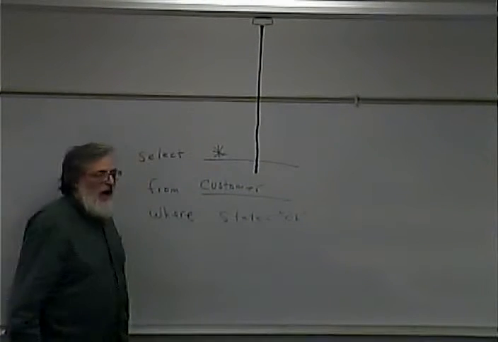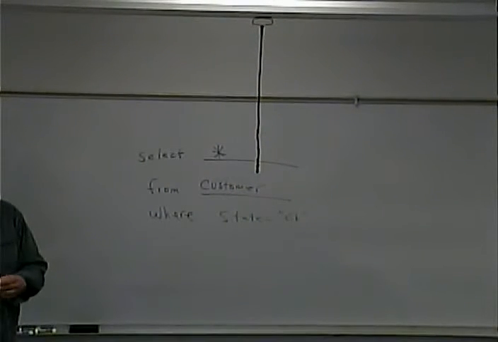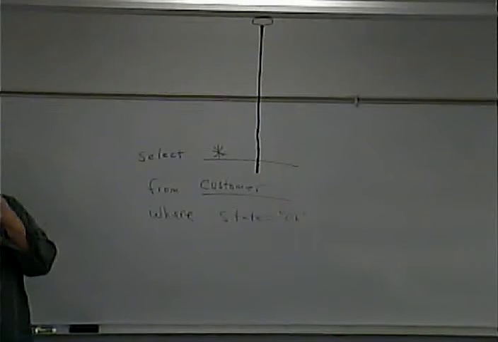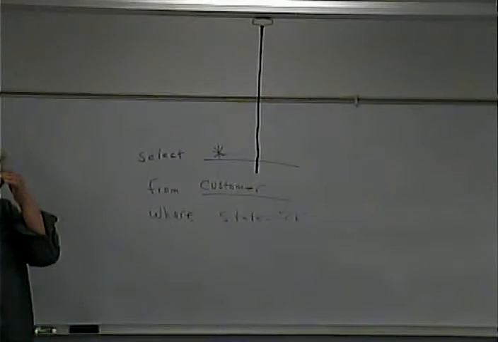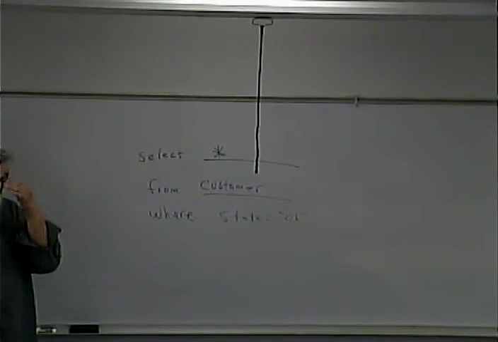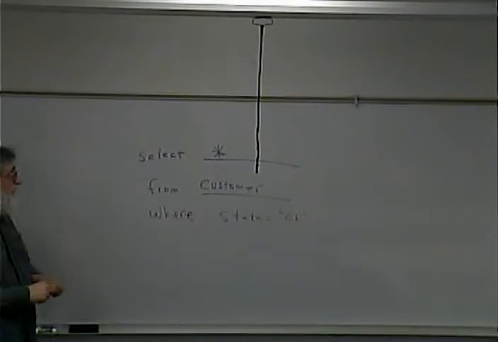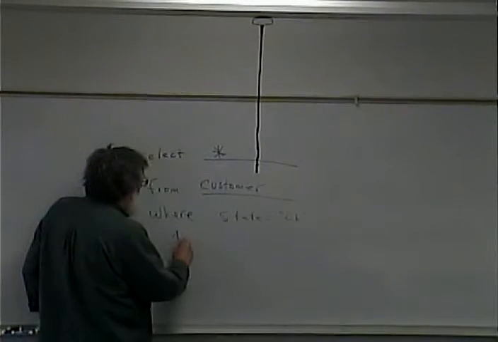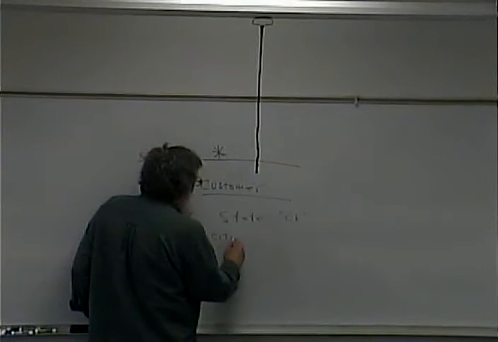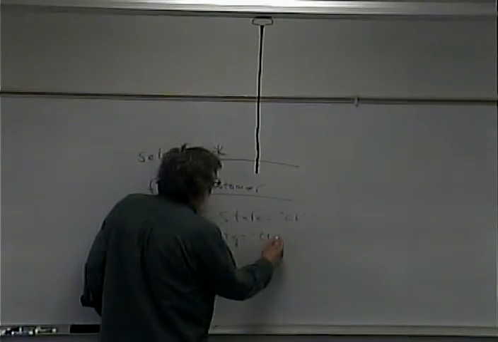Where state equals Ohio, for example. And that would give us everyone whose state was equal to Ohio. Alright? We can compound conditions. So we could say where state equals Ohio and city equals Cleveland.